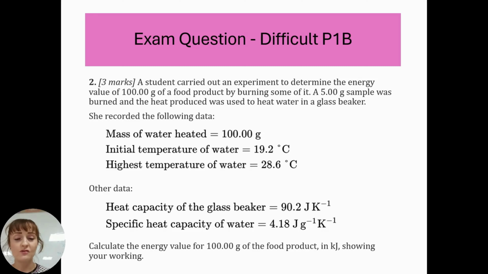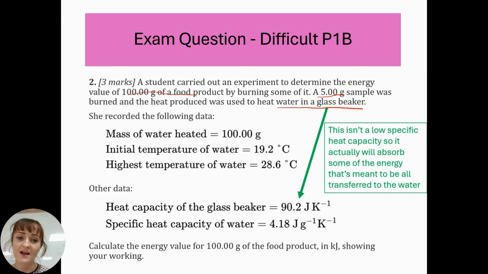The question tells you that a student is carrying out an experiment to determine the energy value of 100 grams of a particular food product by burning some of it. So they only burned 5 grams. And they measured the heat produced by transferring that heat to water in a glass beaker. So it's quite similar to the setups that we had already, except instead of using a copper calorimeter, now they're using a glass beaker. Remember that the reason that we chose a copper calorimeter was because it had a low specific heat capacity, which meant that of the energy that was being transferred from whatever was being combusted to the water, very little of that energy would have to be absorbed by the calorimeter to bring it to the same temperature. That's not the case with glass.